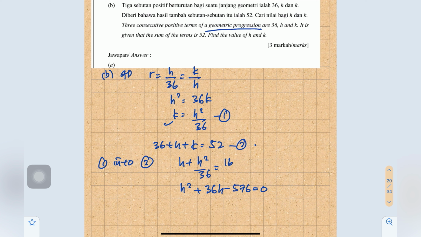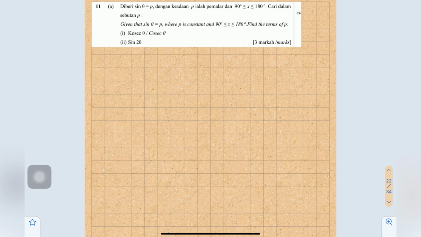Question number 11a, given sin theta equals P, where P is a constant and theta is between 90 degrees and 180 degrees. Find in terms of P, cosecant theta and sin 2 theta. To solve this, the first one we can get directly. Cosecant theta equals 1 over sin theta. Just now sin is P, so 1 over P. The second one, sin 2 theta, is a double angle, so sin 2 theta is 2 sin theta cos theta.